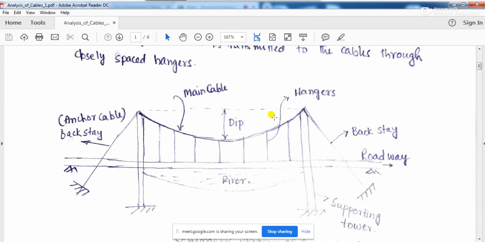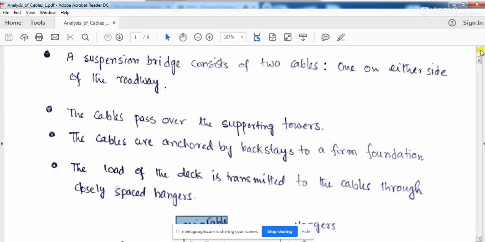In a suspension bridge, the cable is one of the most important components, because the complete load is carried by the cable only. How to analyze this cable will be the part of our discussion in this class, and maybe in the next class also.